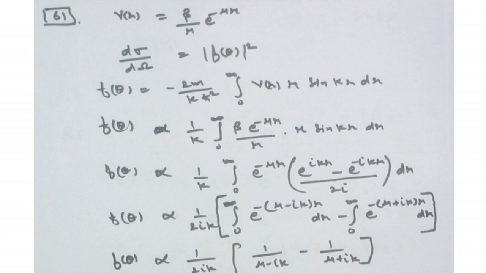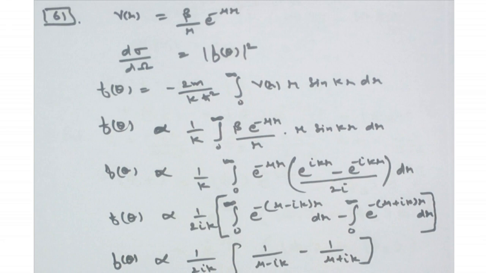And here f(theta) is the amplitude, that is equal to minus 2m upon k h cut square, integration 0 to infinity V(r) r sin kr dr. And this can be written as f(theta) directly proportional to 1 upon k, integration 0 to infinity, and put the value of potential, beta exponential minus mu r upon r, and r sin kr dr. Now here r and r will be cancelled and beta is the constant, so we can ignore it, and open the sin kr in terms of exponential.